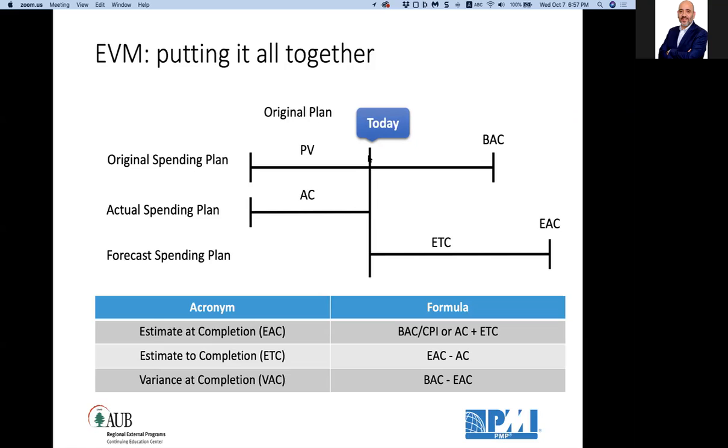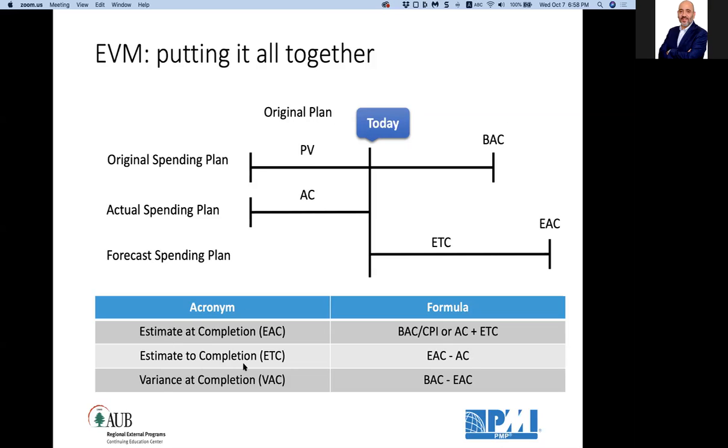Now I go to management and tell them we are burning the budget this much, but don't worry, the new estimate at completion will be lower because the estimate to complete will be quick and its cost lower, for reasons 1, 2, 3, 4. So the estimate at completion we can always get by adding the actual cost plus the estimate to complete, segment AB plus segment BC, or we divide the budget at completion by our cost performance index.